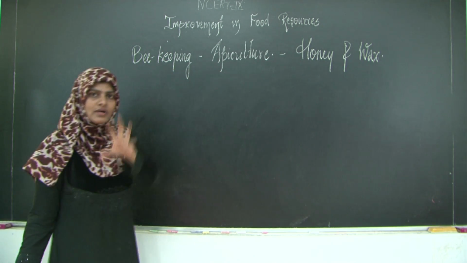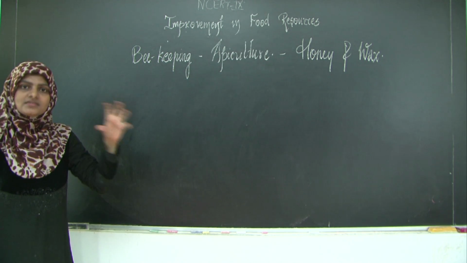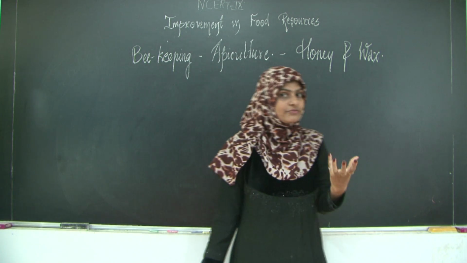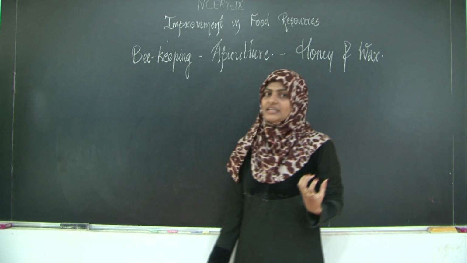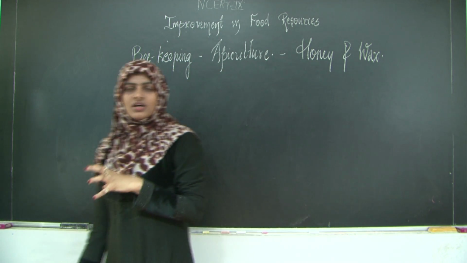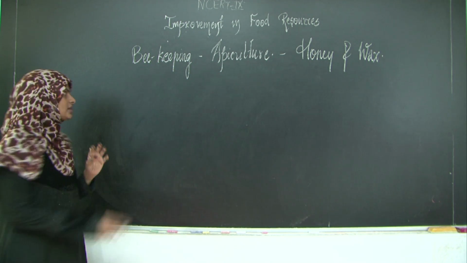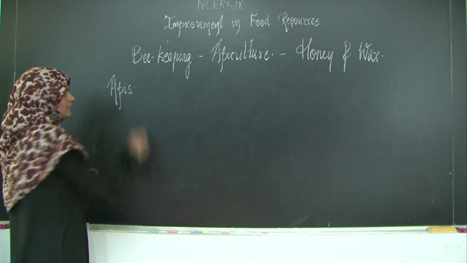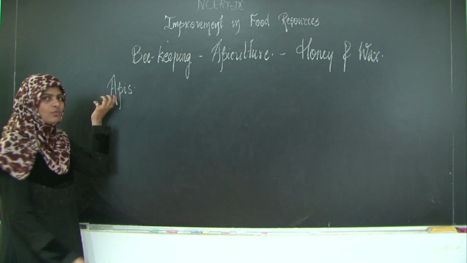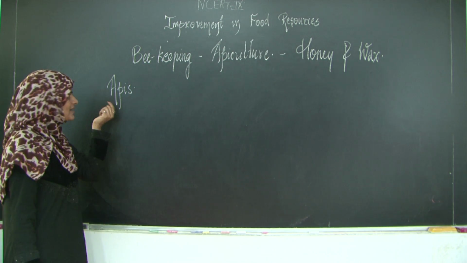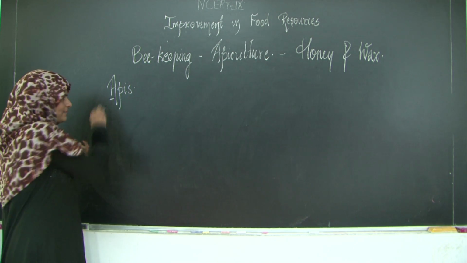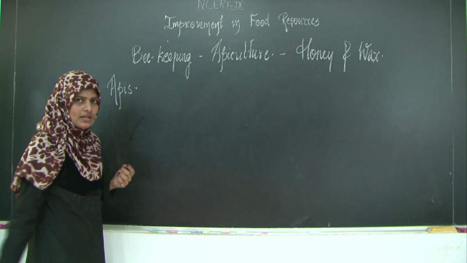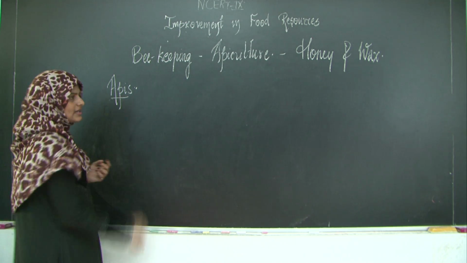Now, the same way as we had different breeds of poultry and of cattle, which can be either indigenous or different types of exotic breeds, I have different breeds of bee over here. Whenever I write the name, I start with the capital letter A. This is the genus name, and the species will start with a small letter, and when I am writing it, I will underline it.